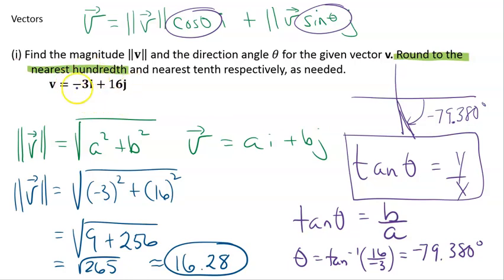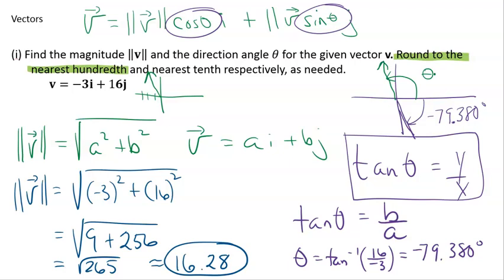If we graph negative 3i plus 16j, I'm going to graph that in green really fast right here. Negative 3 is the x component, 16 is the y component. That looks more like that. This vector is in quadrant 2. So our problem is the vector really lives up here, and this is the angle that we're looking for. How are we going to find that?